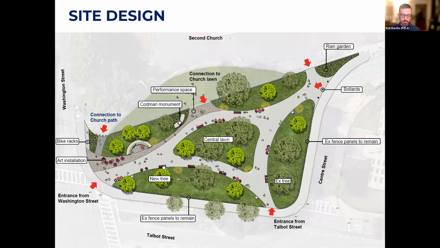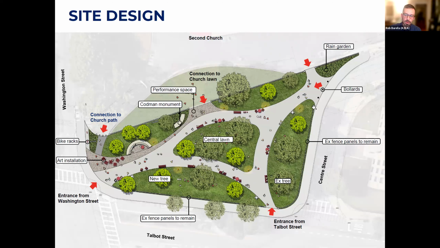This walking loop will provide a lot more opportunities for different uses, depending on how it relates to the farmer's market, different day-to-day uses and other types of programming needs that might come up. As you walk around this loop path, you'll see that we have this new central lawn space, and other pockets of plantings around the perimeter of the site that serve as a buffer from the streets.